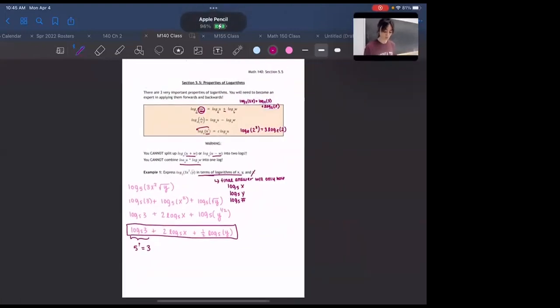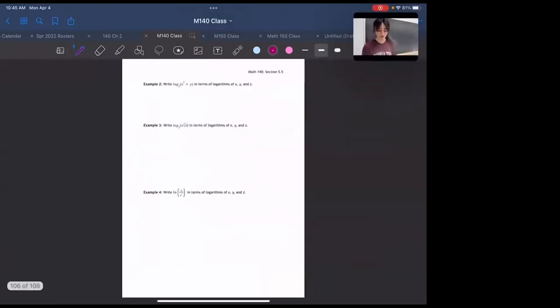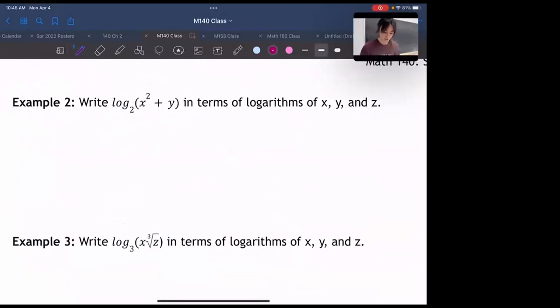Okay. Let's quickly do example 2. It's very fast, okay? Example 2 is asking us to write log base 2 of x squared plus y in terms of x, y, and z. Okay. What do you think we can do here? Can't do anything, right? Okay, the logarithm rules only work if we have multiplication on the inside, right? Is there anything being multiplied on the inside? No, right? So there's no multiplication on the inside, so we can't do anything here.